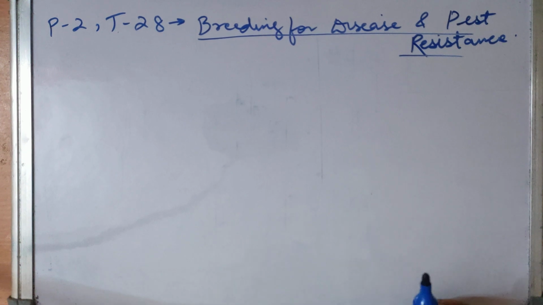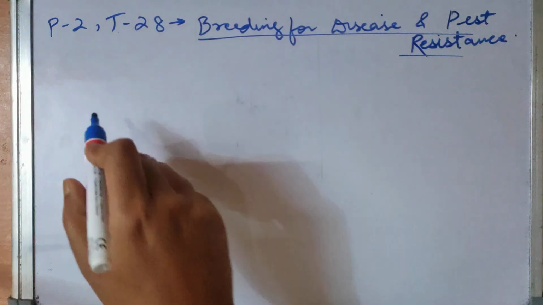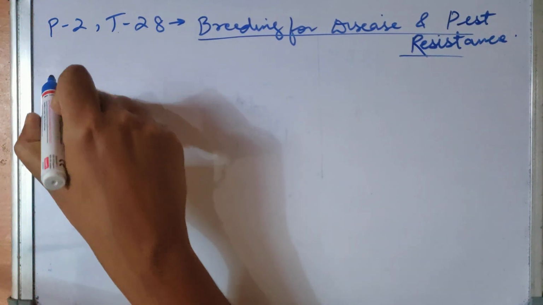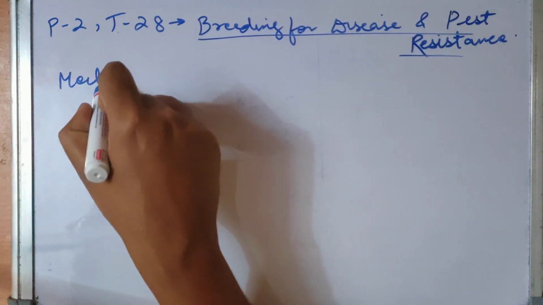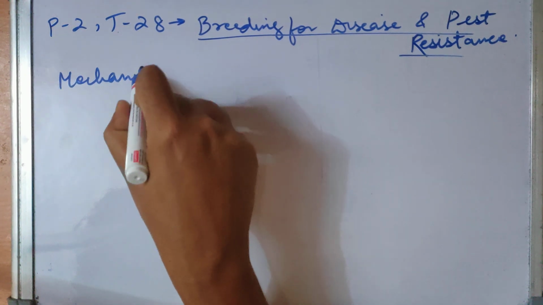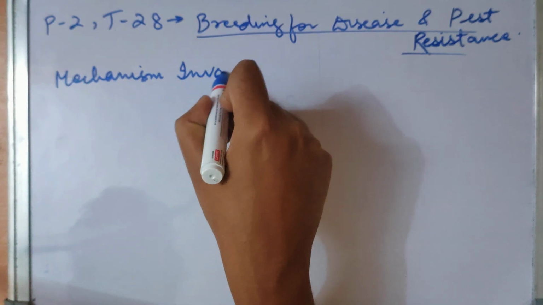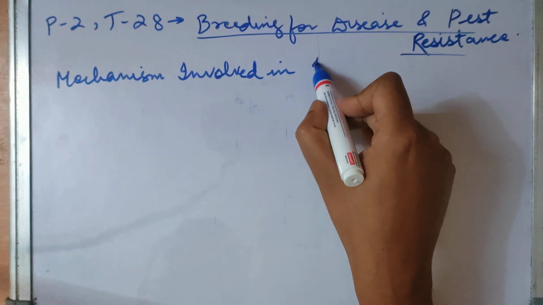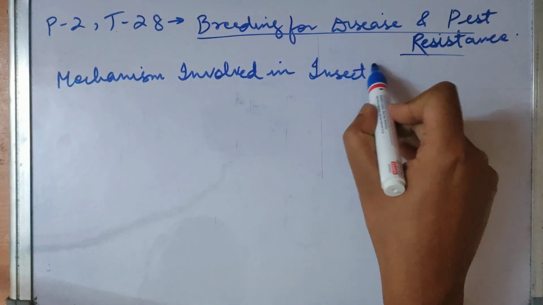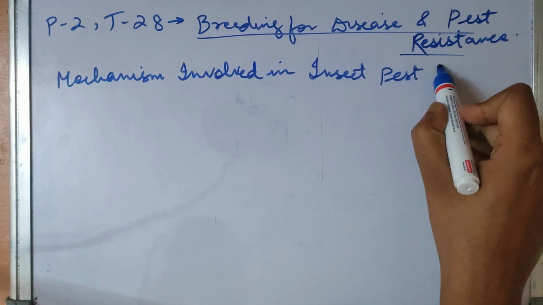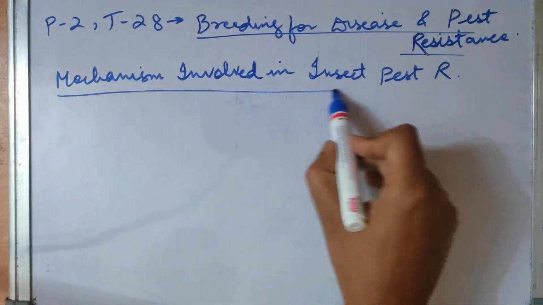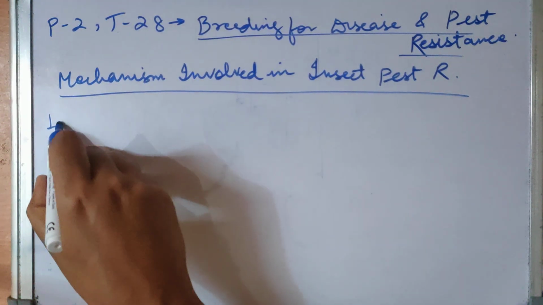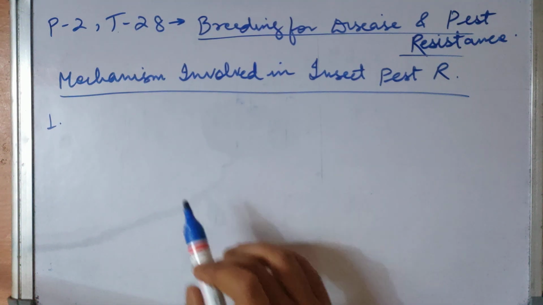So the first topic of this session is mechanism involved in insect pest resistance. So the first one is non-preference.